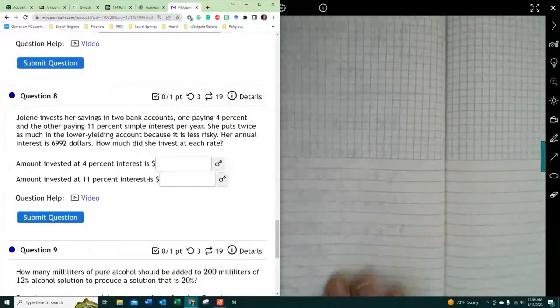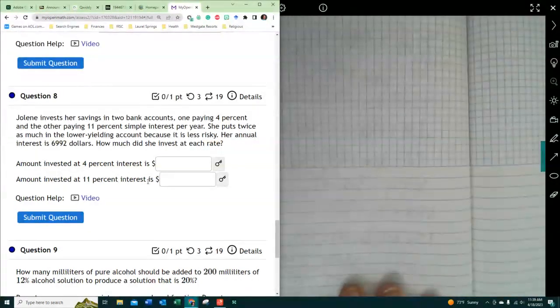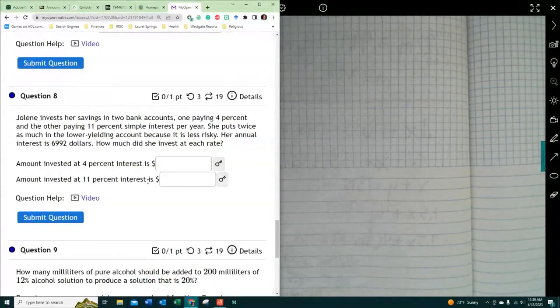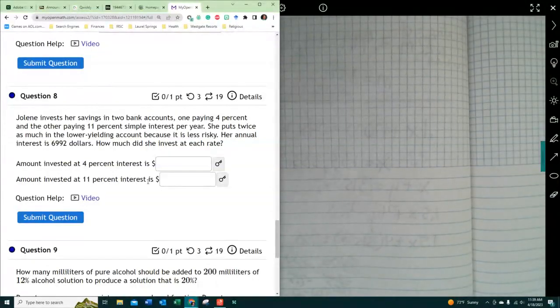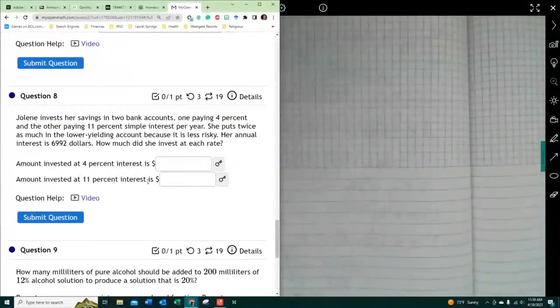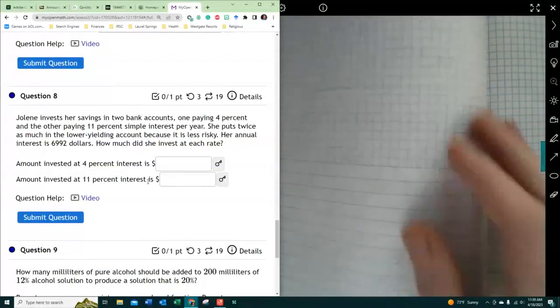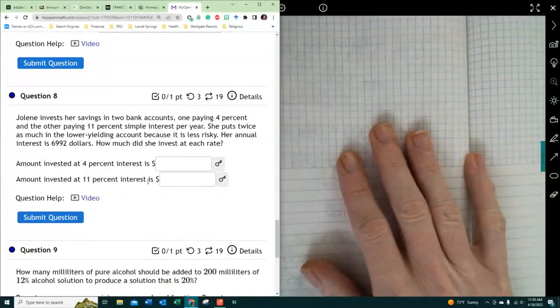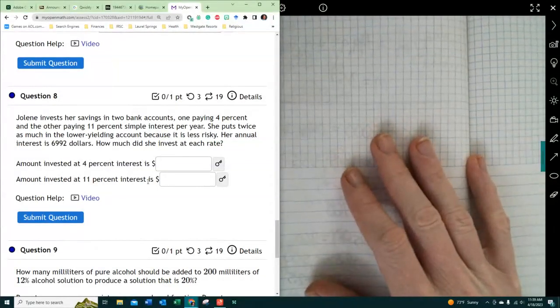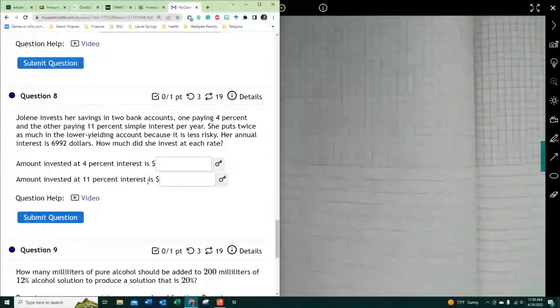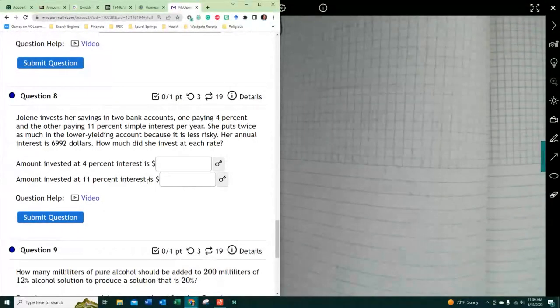Okay. So Jolene invests her savings in 2 bank accounts. One's paying 4% and the other's paying 11%, simple interest. She puts twice as much in the lower yielding account because it is less risky. Her annual interest is $6,992. How much did she invest in each rate? So now we look at this, and we do have a situation where it says she puts twice as much in the lower yielding account because it is less risky.